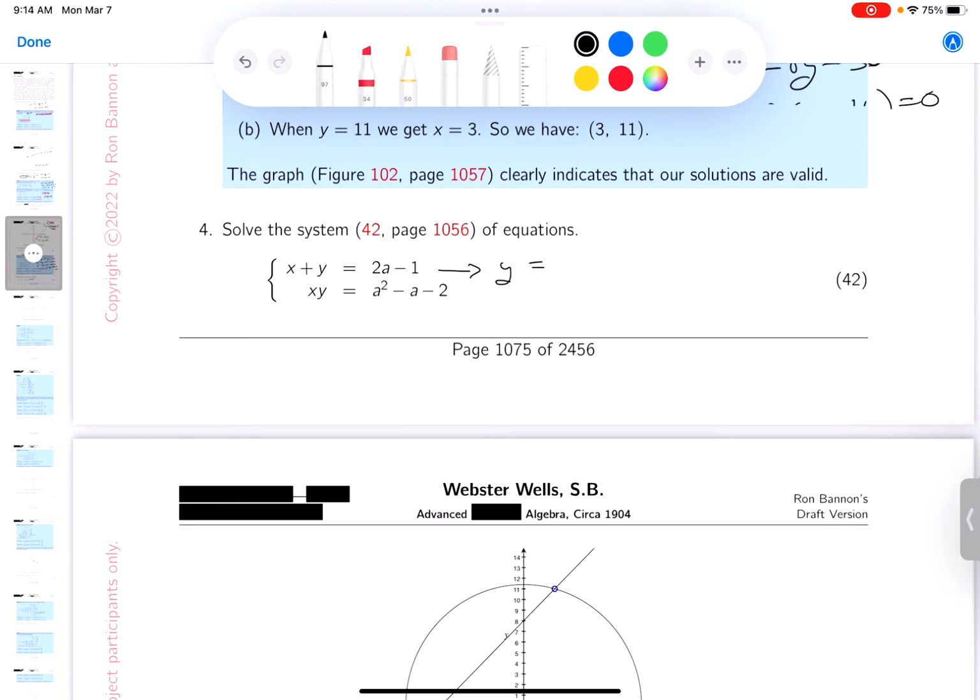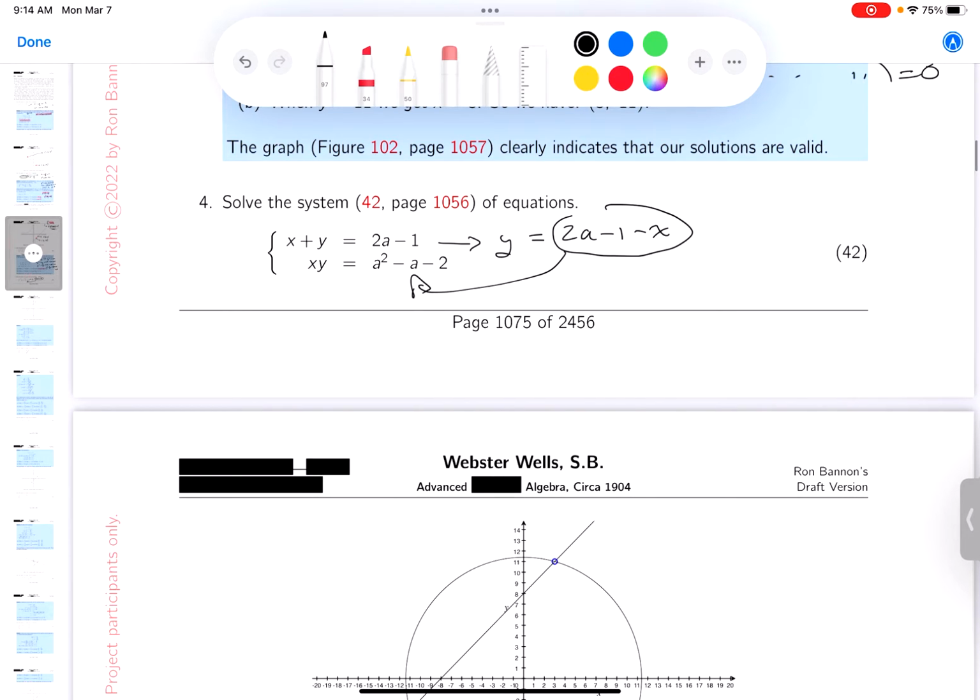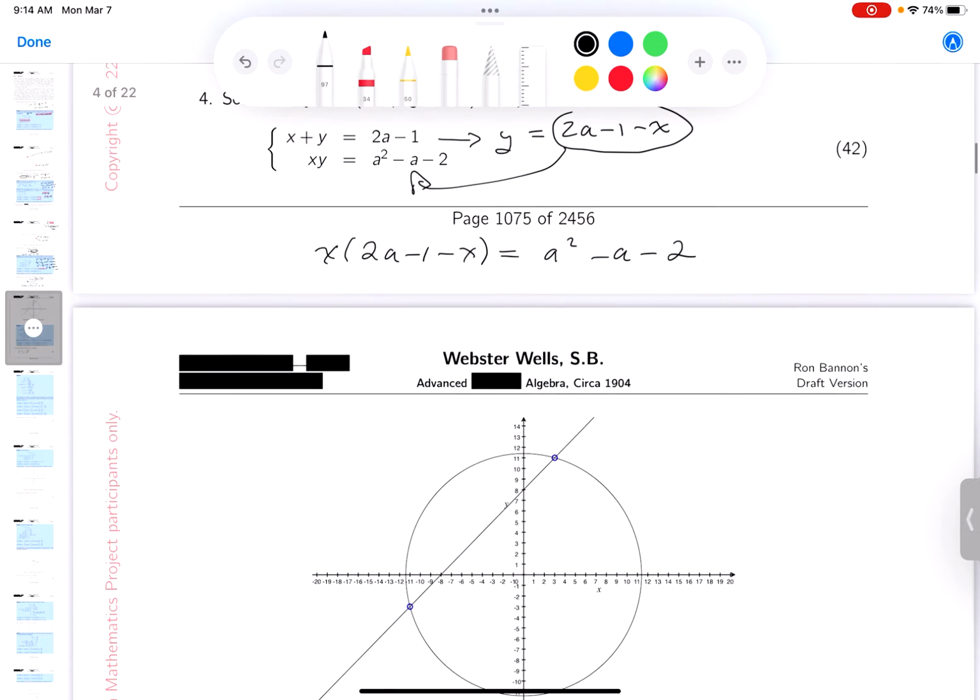And what's y going to be? 2a minus 1 minus x. Then take this, plop it in there. And what do you get? Let's take a look. You get x, and y is going to be 2a minus 1 minus x, and that equals a squared minus a minus 2. All right, let's keep working through it. And what do you get? You get 2ax, let's see, minus x squared equals a squared minus a minus 2.